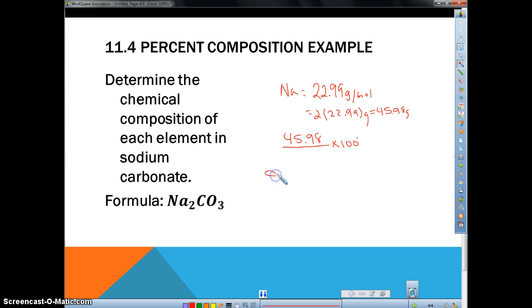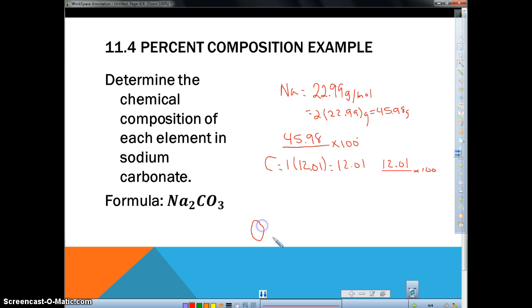Here I'm going to have carbon next. There's one of those, and each carbon weighs 12.01. So the total mass carbon contributes is 12.01. When we go to find the percent composition of carbon in the compound, we'll put 12.01 on top, since that's what it's contributing. We'll put the molar mass on the bottom, times 100.